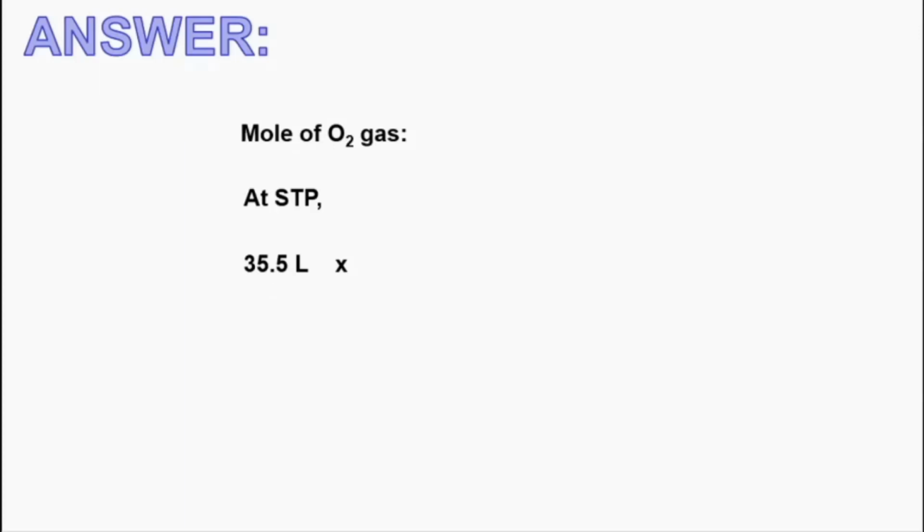So how many moles of oxygen gas did we have in this reaction? To calculate this: 35.5 liters times 1 mole of oxygen gas per 22.4 liters, dividing by 22.4 liters, we get 1.5848 moles of oxygen. So this is the moles of oxygen gas.